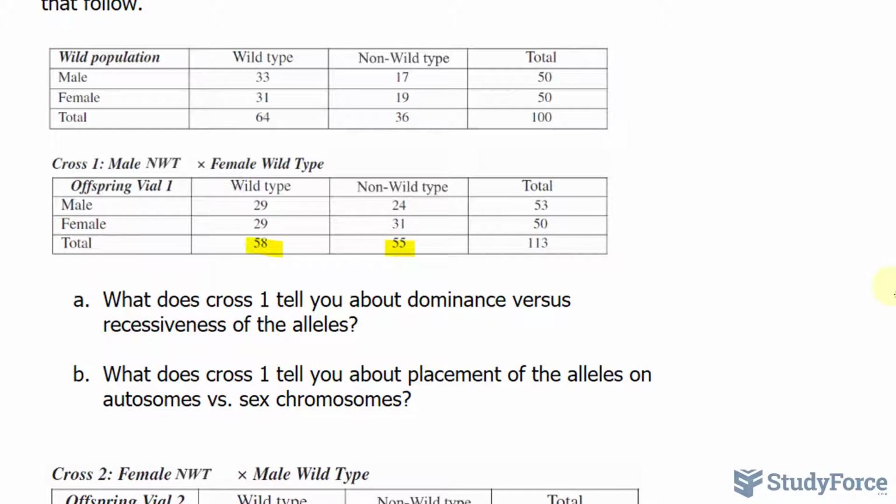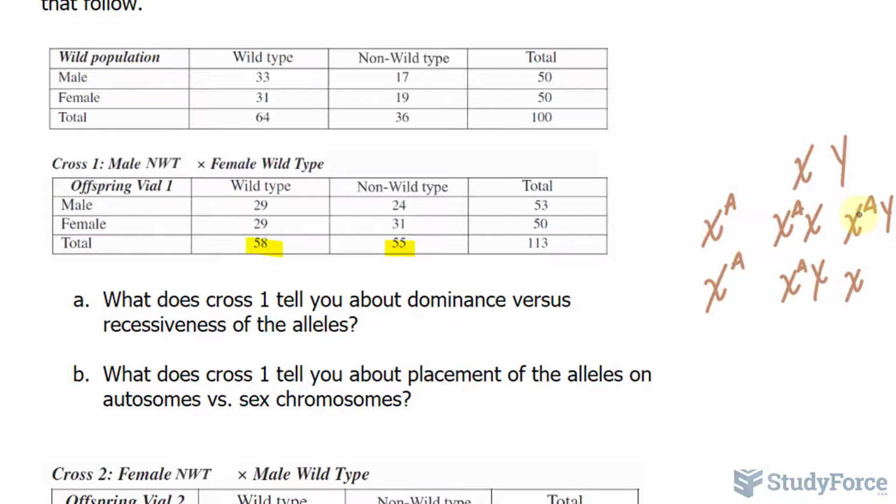In question B, what does cross 1 tell you about the placement of alleles on autosomes versus sex chromosomes? Let's assume, again, that the female, whose chromosomes are XX, is dominant, and she has the dominant allele on both of her X chromosomes. The male, on the other hand, is XY, and he's recessive. If we do the cross, we would end up with all offspring having the dominant allele, therefore expressing the wild type phenotype. And clearly that's inconsistent with the data we find in this table.